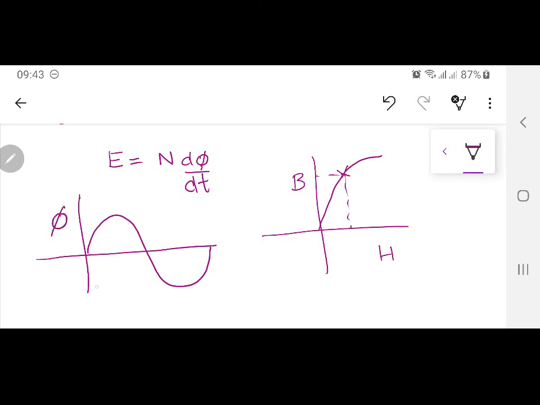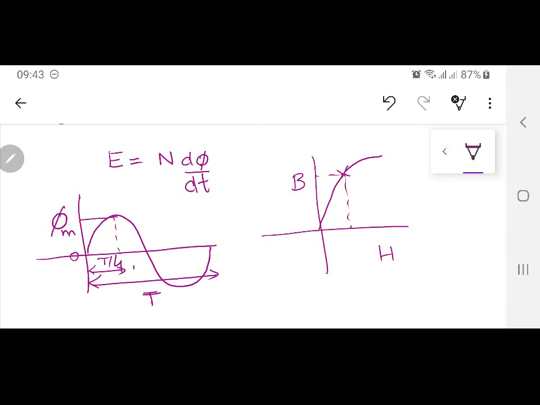This is the flux phi, and from here to here is the total time period T for the frequency which you are applying. Now from this zero value, the time it takes to reach the flux maximum, from zero to the maximum value of flux, is going to be equal to T by 4.